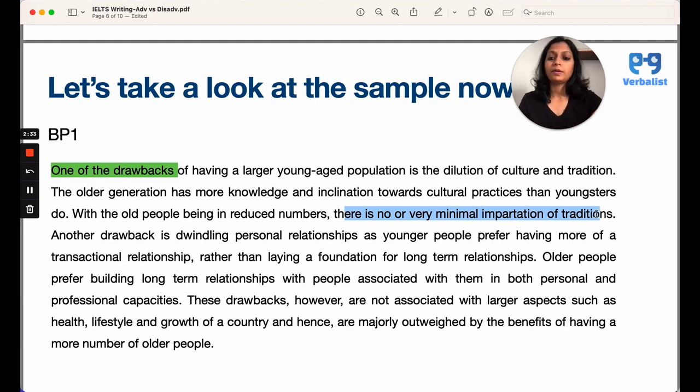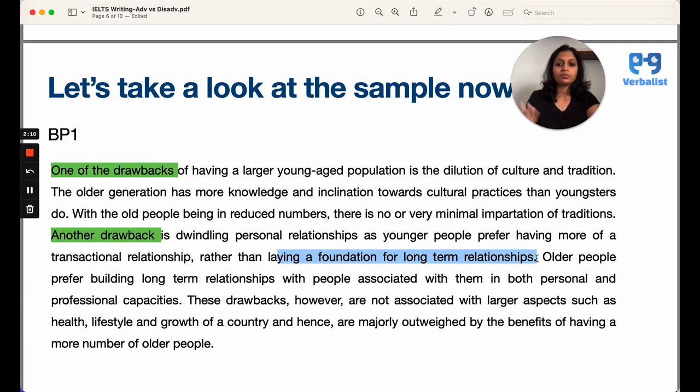obviously minimize. Now, another drawback here, this is exactly how you establish connections. Another drawback is dwindling personal relationships, as younger people prefer having more transactional, just what you want to get from the other person and then that's it, right? Not many of us want to have long lasting relationships and laying that foundation for a stronger one, but older people do have that, right?